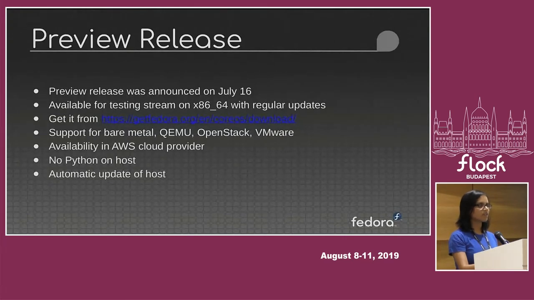And we also have a cloud provider, AWS. The AMI is available, so you can launch something there and try it quickly. Also, there is no Python on the host, so we were able to remove the Python dependency from the host. And the automatic update is also in effect. So if you have the latest version of the Fedora CoreOS preview installed on your system, whenever we do the next release, it will automatically update your system, reboot it, and you will have the latest one. So all these things are already working and in place.